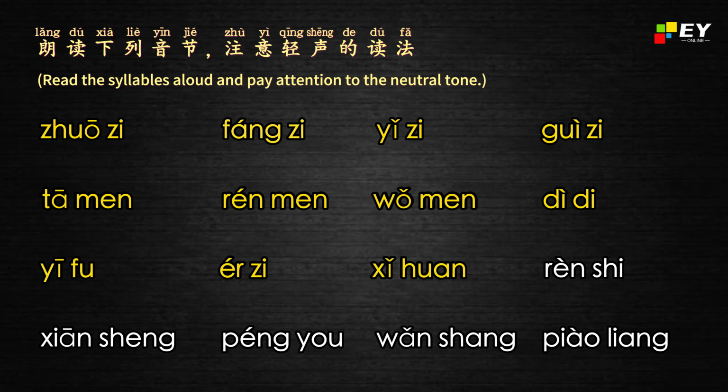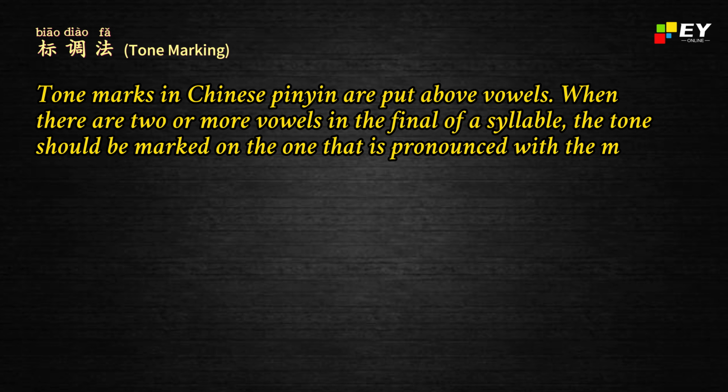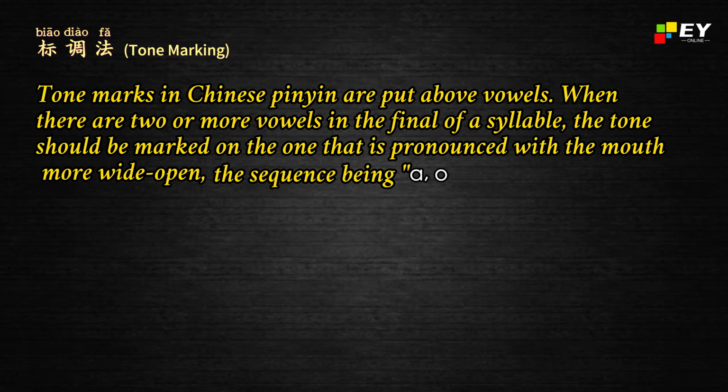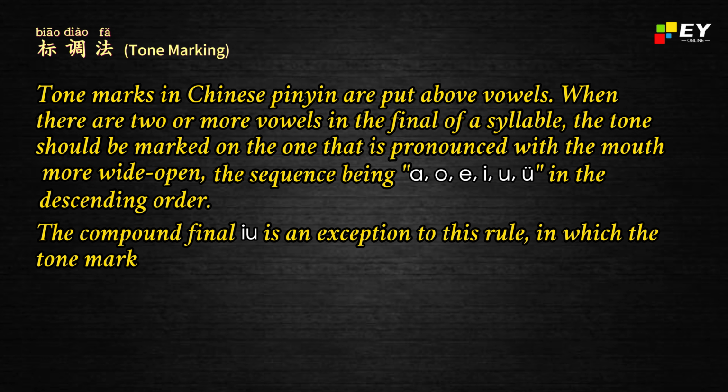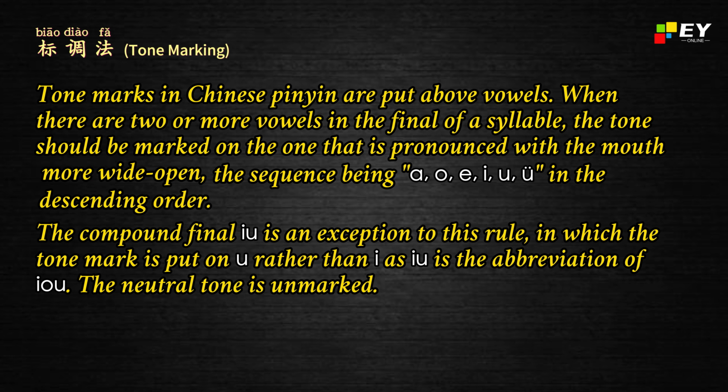Tone marking. Tone marks in Chinese pinyin are put above vowels when there are 2 or more vowels in the final of a syllable. The tone should be marked on the one that is pronounced with the mouth more wide open. The sequence being a, o, e, i, u, ü in the descending order. The compound final iu is an exception to this rule, in which the tone mark is put on u rather than i. iu is the abbreviation of iou. The neutral tone is unmarked.